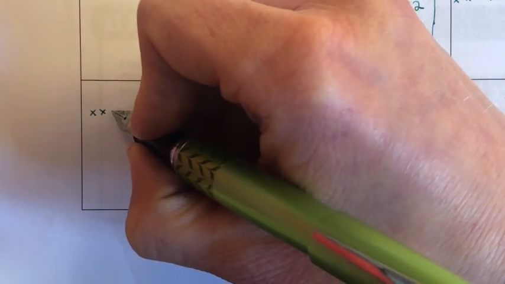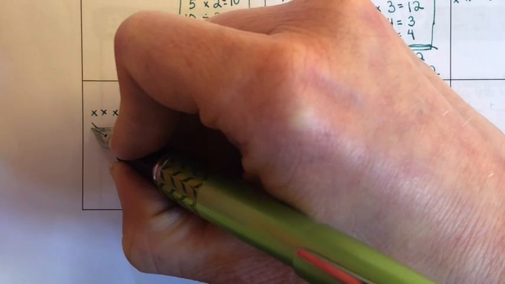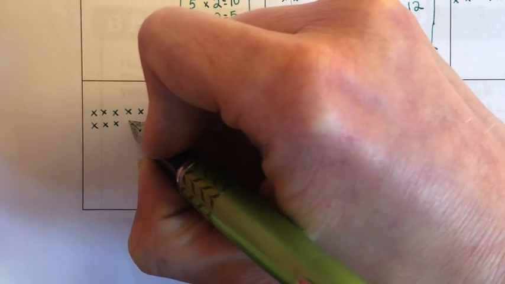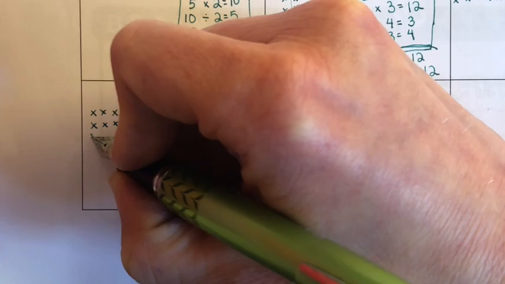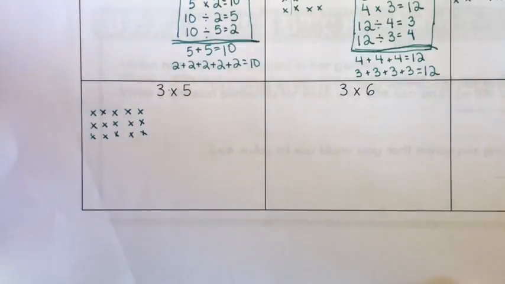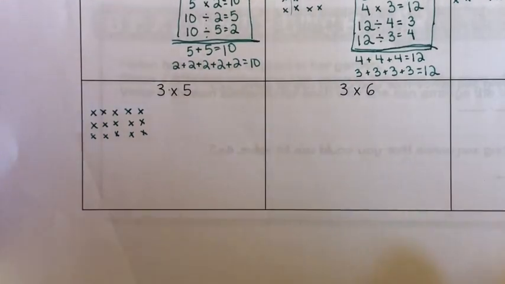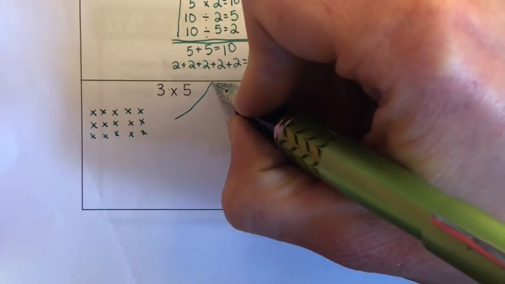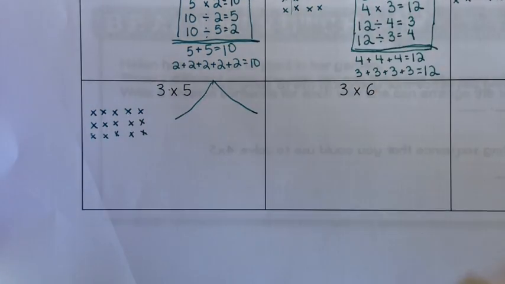So I've got 1, 2, 3, 4, 5. 1, 2, 3, 4, 5. 1, 2, 3, 4, 5. And my arrays are getting messy. I've been filming a lot of videos. Mrs. Oaks, they've got to be neat. Otherwise, they're just a collection of dots.